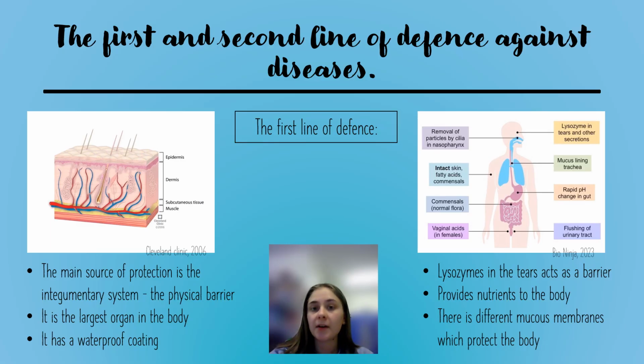Now I will move on to the first and second line of defences. I will firstly begin with the first line of defence. This acts as the physical and chemical barrier to help protect the body internally and externally from pathogens. The main source of protection is the integumentary system, as it is the largest organ of the body and consists of the epidermis, dermis, and subcutis.